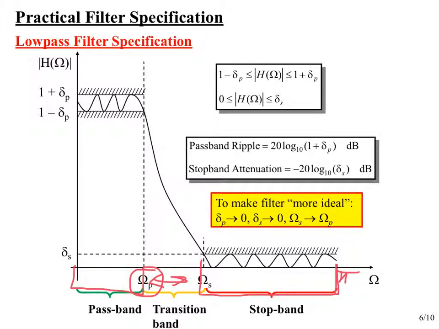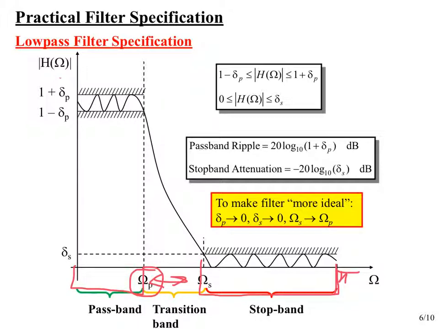So now in the passband up here, ideally we would want this to be perfectly constant at 1, and we're allowing it to go as high as 1 plus delta p and as low as 1 minus delta p. So delta p is kind of a plus and minus deviation from 1. Now notice that this is being specced here or shown here in terms of the frequency response in absolute values.